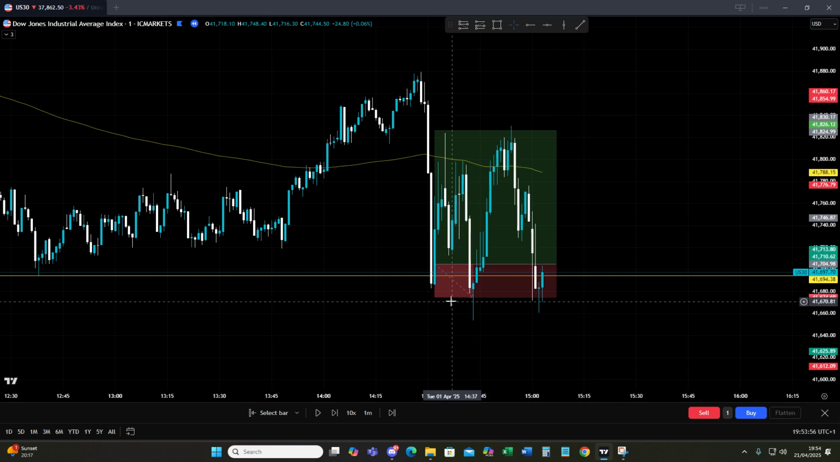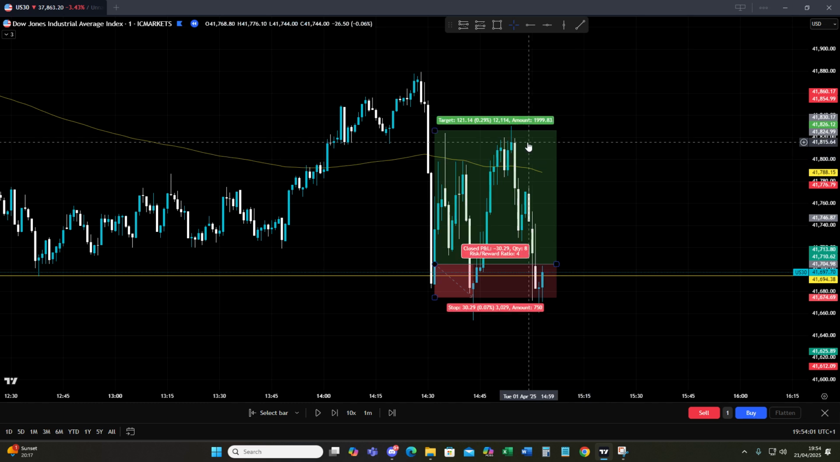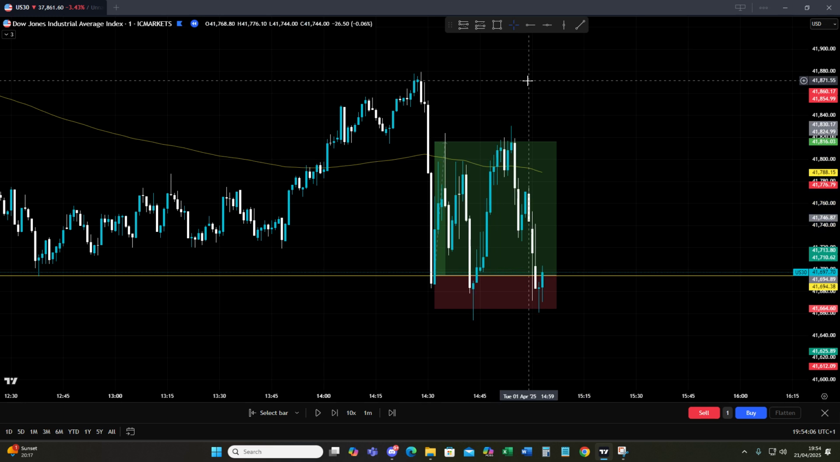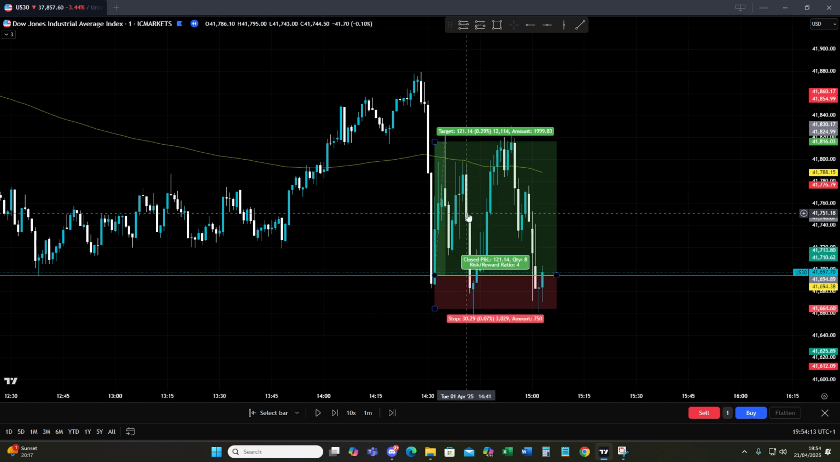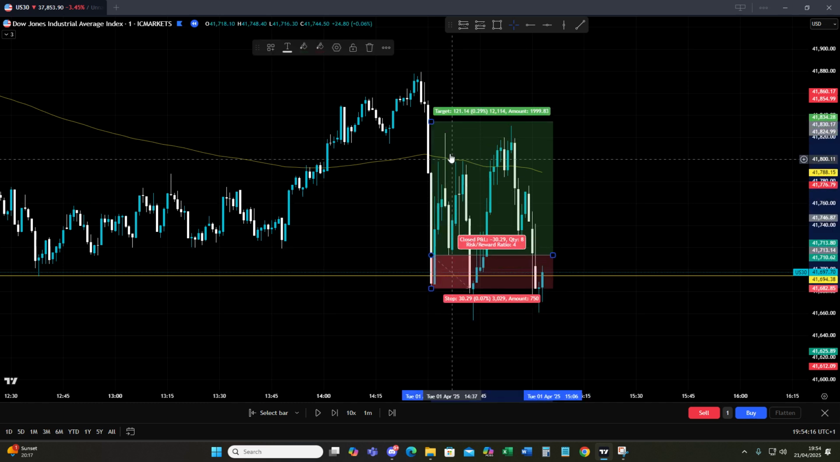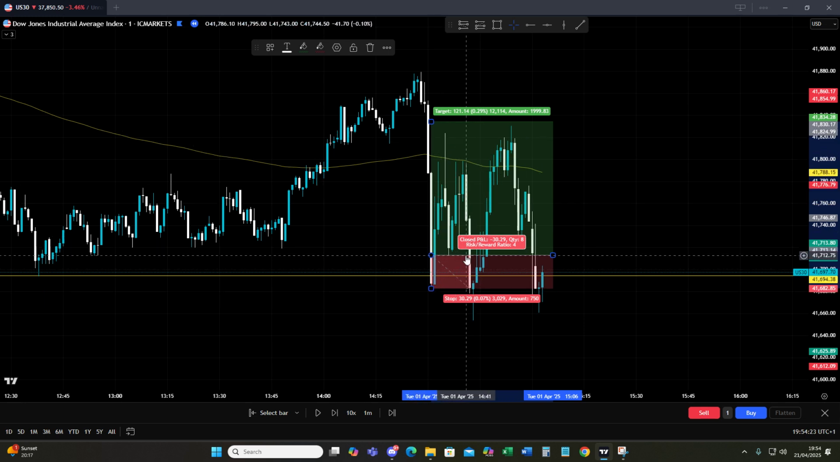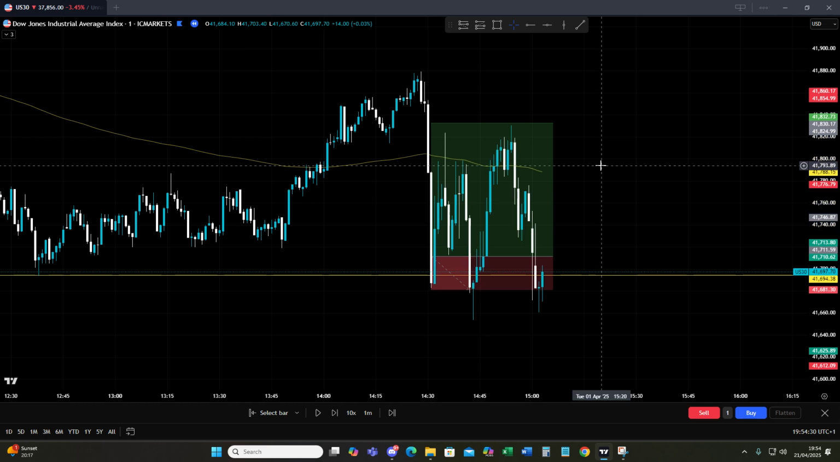Not ideal, because that would have wicked out there. But obviously, this purely depends on your entry. If you were quick and you got in down here, then obviously you'd have hit TP. But if it was up here, you'd have just missed it. I mean, personally, if I got that bloody close to TP, I'd be at break even. So I would not have lost that trade. But yeah, that's one idea.